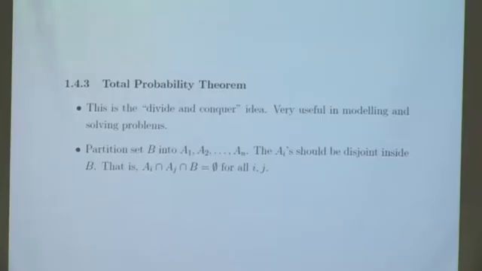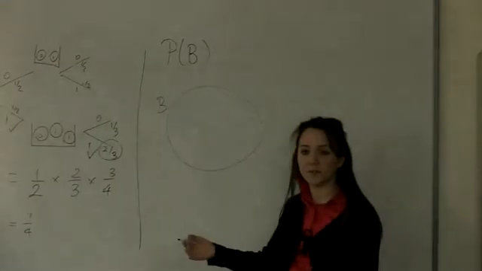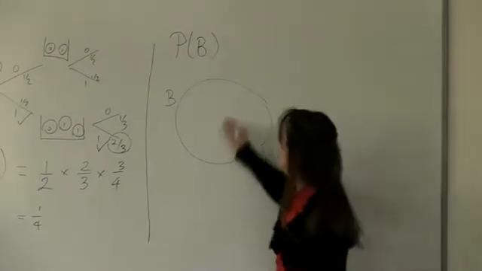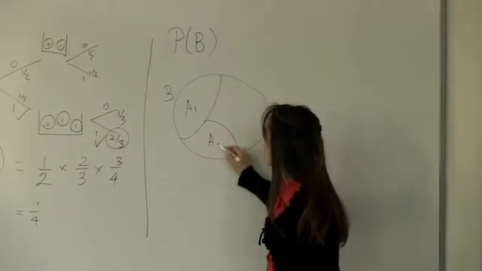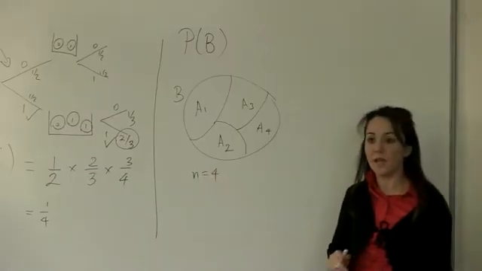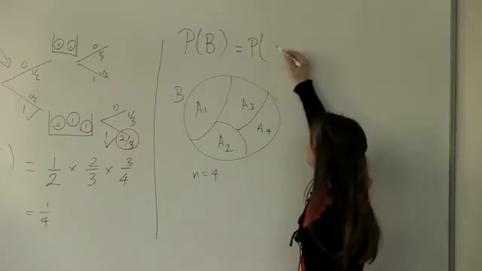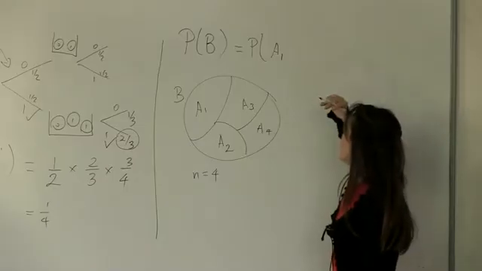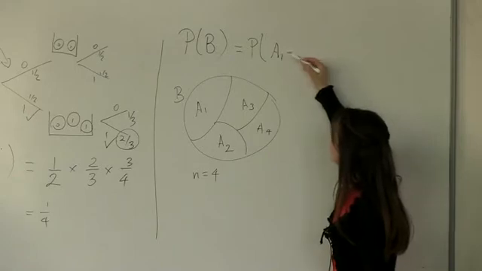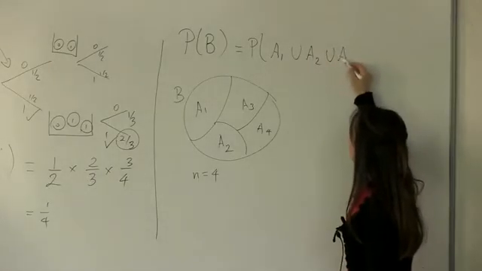So how do we use that? We use that to compute the probability of the event B. Let's draw this Venn diagram. For simplicity, let's assume that the Ais, A1, A2, A3, etc. are subsets of B. So I've partitioned B as A1, A2, A3, A4. Okay, suppose N is 4. They are disjoint and they together completely cover B. Okay, so the probability of B is the probability of A1 union A2 union A3 union A4.